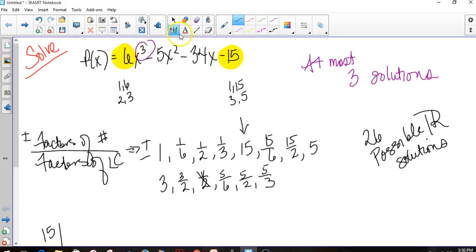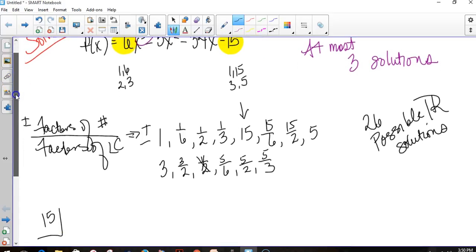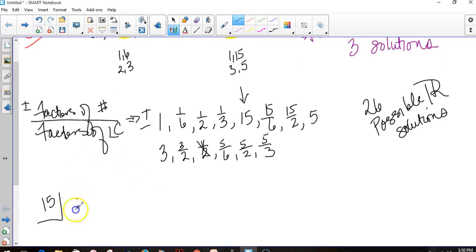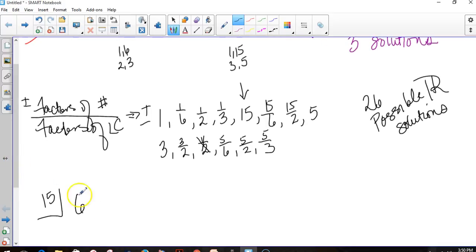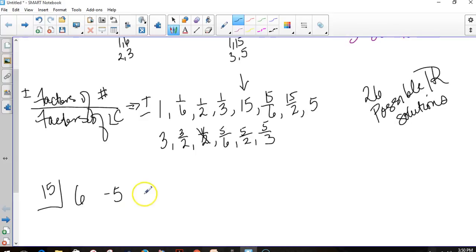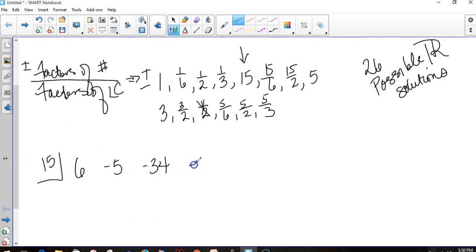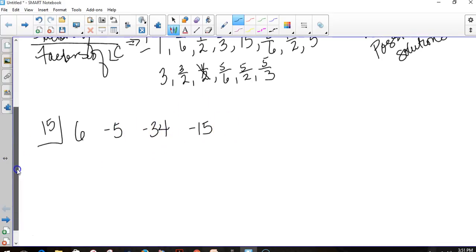So 3, 2, 1, none. If I have no skips, that means I don't need to add in any zeros. So I have 6x cubed, negative 5x squared, negative 34, and negative 15. If I had a skip, like let's say I didn't have an x term, it was just 6x cubed minus 5x squared and then straight to the minus 15, I'd have to put a 0 in there.